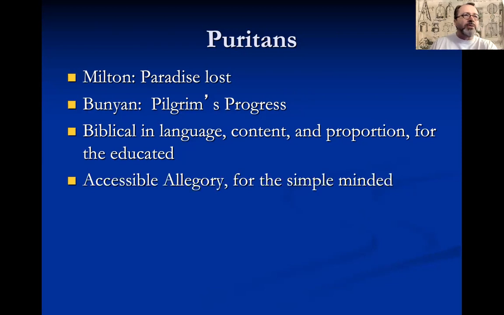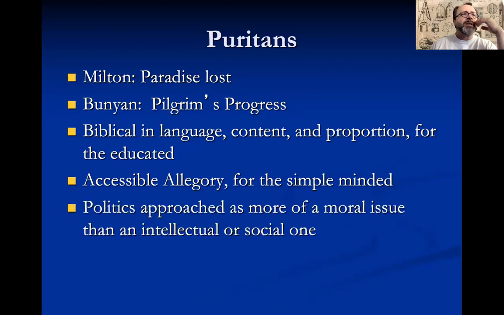They're both allegorical. Bunyan is for the simple-minded, the lower education. Most people didn't get more than one or two years of education if they got any. The politics in a lot of the Puritan writers was approached as a moral issue more than a social issue. And this is why you have those really strict rules about how you dress and the things you can and can't do in Puritan government.